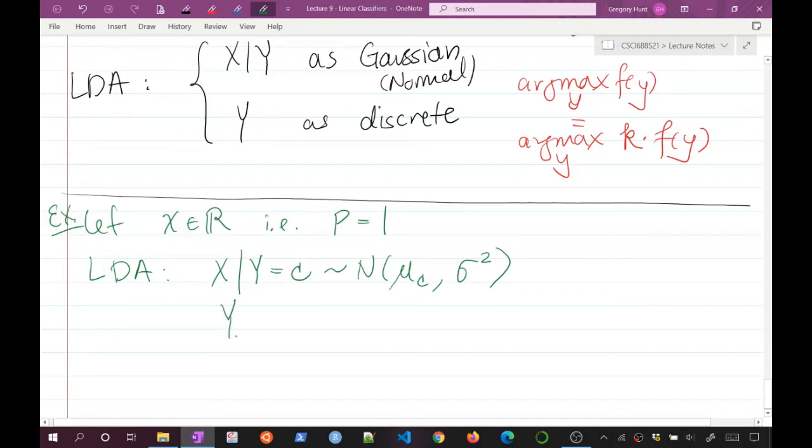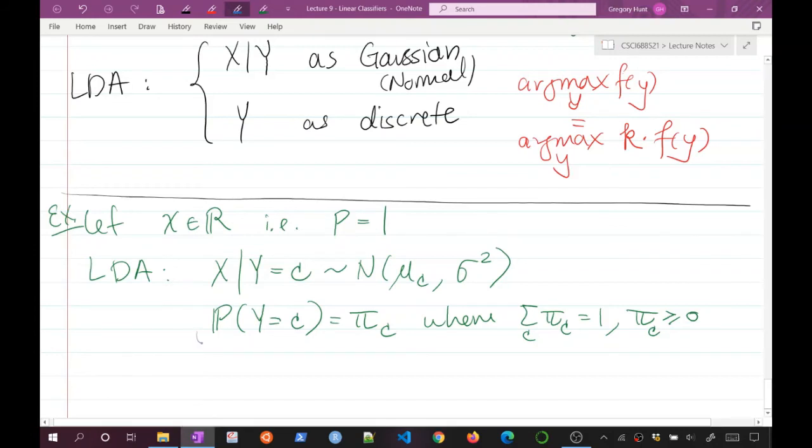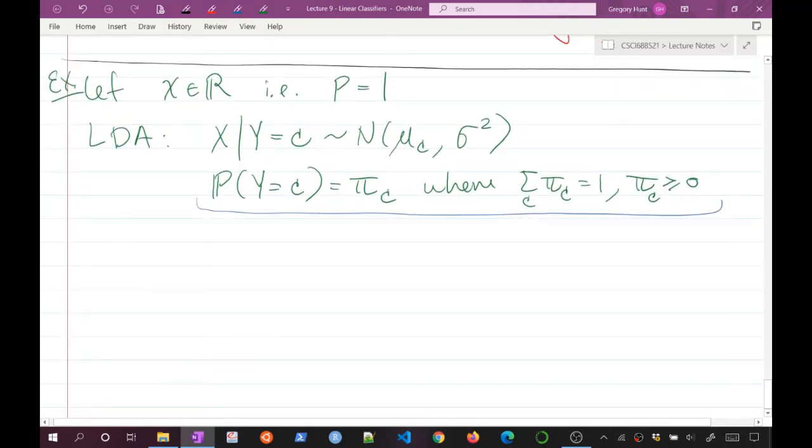And y has just an arbitrary discrete distribution. The probability that y is equal to some class C, we're just going to call pi sub C, where the pi sub C's are positive and sum up to 1 over my classes. So this is an arbitrary discrete distribution over my k classes. You can have any kind of simple probability distribution over a finite number of classes. But given I'm in class C, X is going to come from some normal distribution with a mean that depends on the class and a variance. The variance is going to be the same across all the classes.